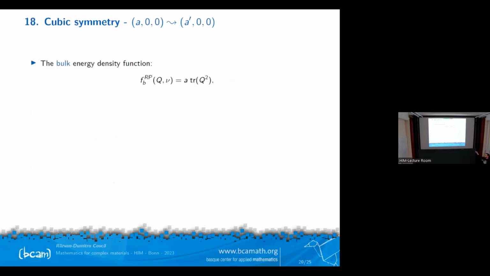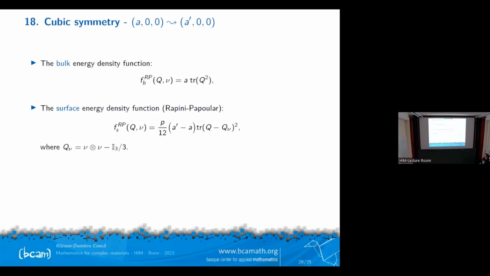One can also use the simpler version of the paranematic regime, in which we only have a quadratic term for the bulk energy density, and we can use the Rapini-Papoular surface energy density. So we can transform A00 into A prime 00, or you can transform ABC into A prime BC if you use the Rapini-Papoular. So this is just an example.